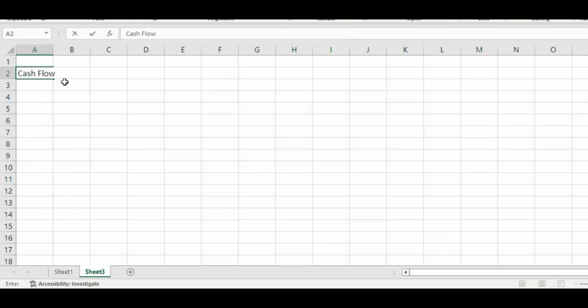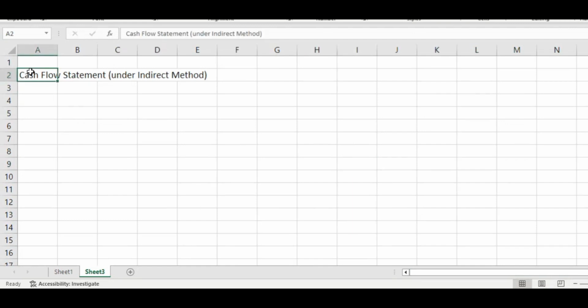So now we will prepare the cash flow statement under indirect method as directed. At first we are preparing the cash flow statement. Which method? That is our indirect method. In this case, at first we need the net income of a company, also the additional information as included here.